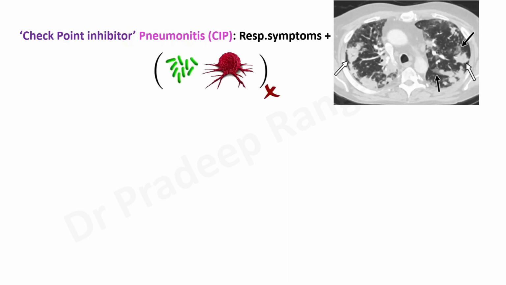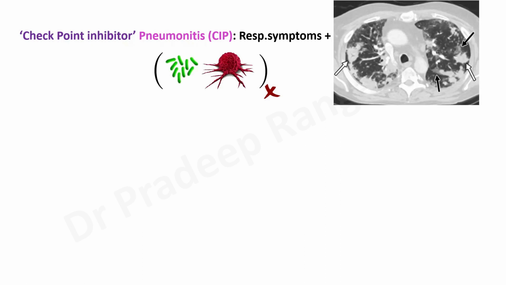But the whole problem with oncology patients is that when you have a CT or X-ray showing all these changes with respiratory symptoms, almost always there are other differentials that exist, and we need to absolutely rule out infection because most of these oncology patients will be in an immunocompromised situation.